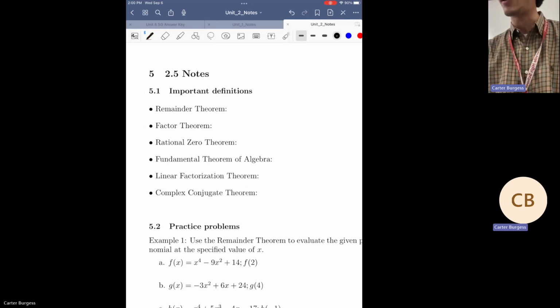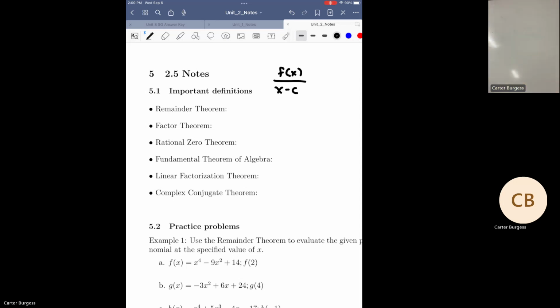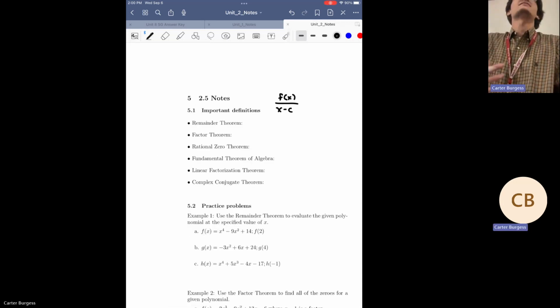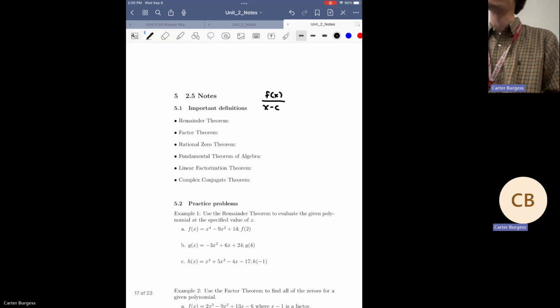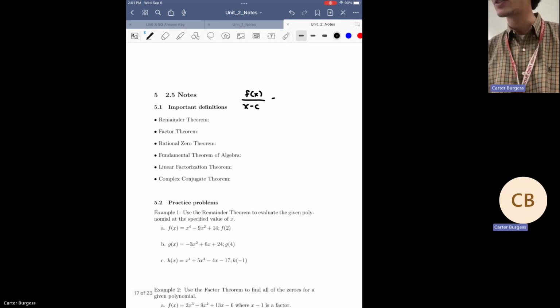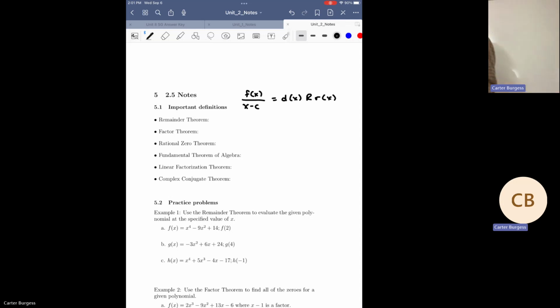All right, let's take our function, f of x, and we're going to divide it by x minus c. Now, c in this case is just some random number. This could be x minus 2. This could be x minus 7. We'll see what the value of c actually gives us or how we might find that. This is going to give us, we already know, some kind of answer, d of x, with a remainder of r of x.